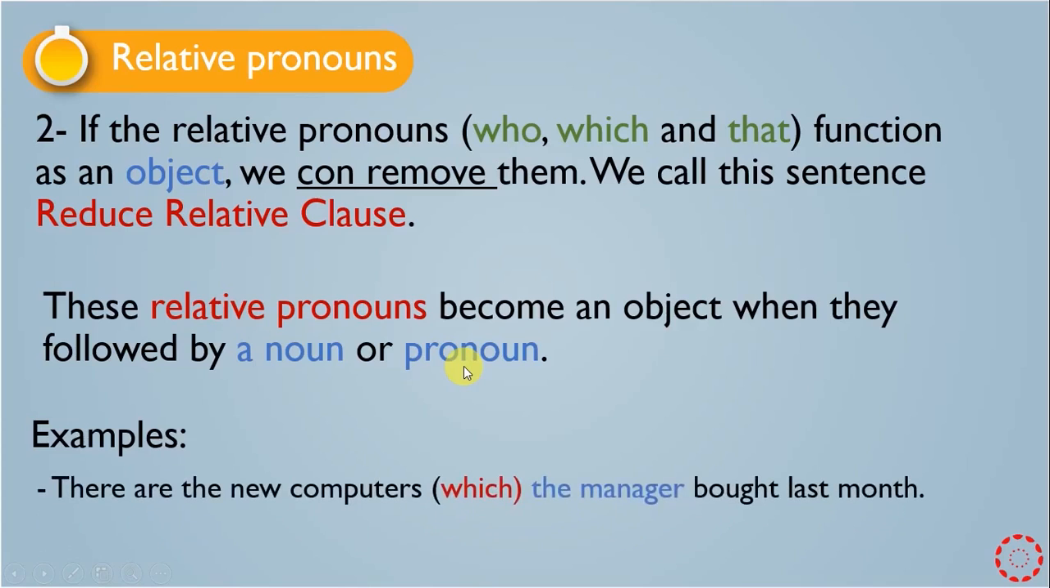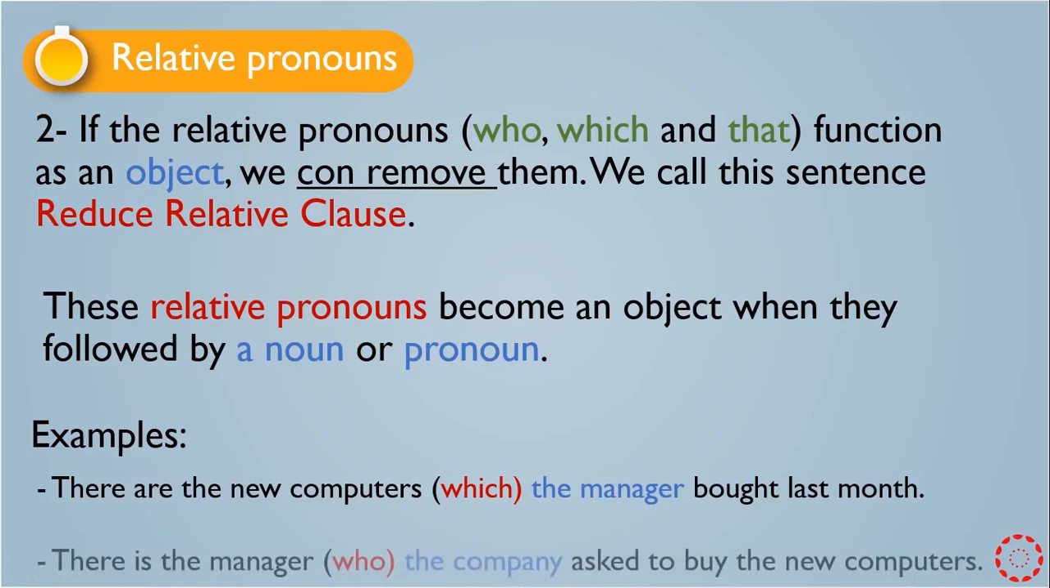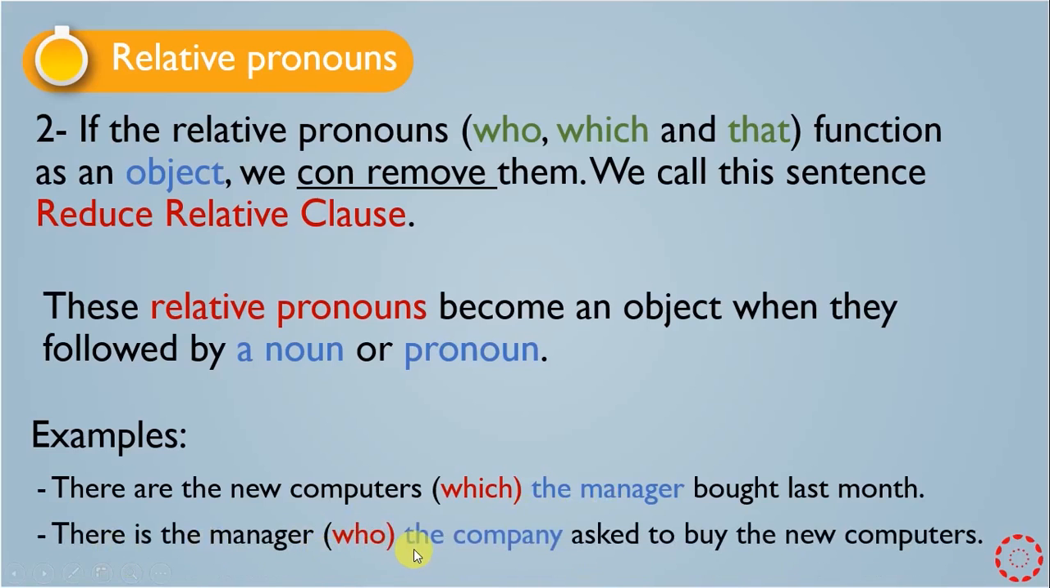Look at this example. The first one: there are the new computers which the manager bought last month. In this example, which functions as an object because it's followed by a noun, which is the manager. And in this example, we can remove this relative pronoun because it functions as an object. The second example: there is the manager who the company asked to buy the new computers. Also in this example, who functions as an object because it's followed by a noun, which is the company.